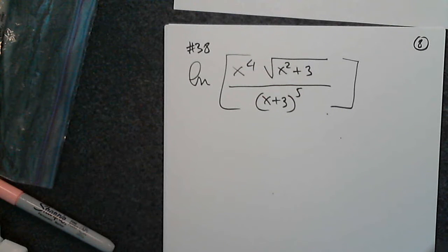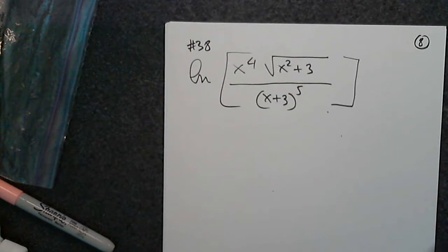How many factors do we have in the denominator? How many factors do we have in the numerator? So 2 of the ending simplified logs will have positive, and how many will have negative? Okay. Good. So we start with the quotient rule. We have no choice.